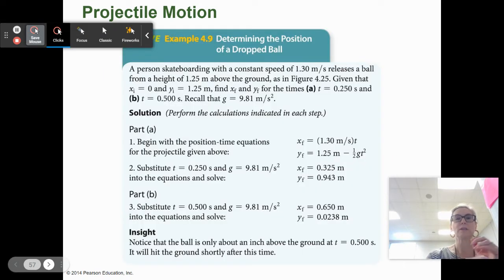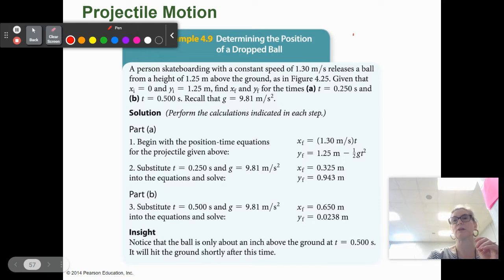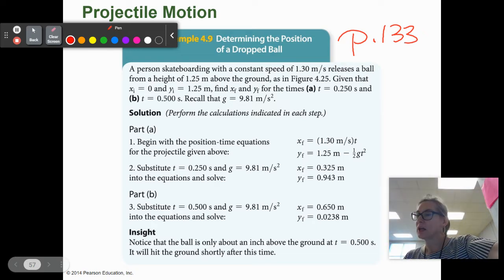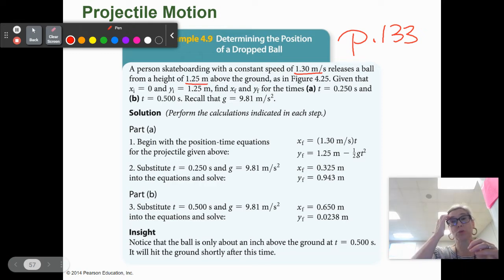So this is on page 133 of your textbook. The figure that they're talking about is on page 133, and it's basically just a guy who is skateboarding and bouncing a ball at the same time. A person skateboarding with constant speed of 1.3 meters per second releases a ball from a height of 1.25 meters above the ground, in figure 4.25.